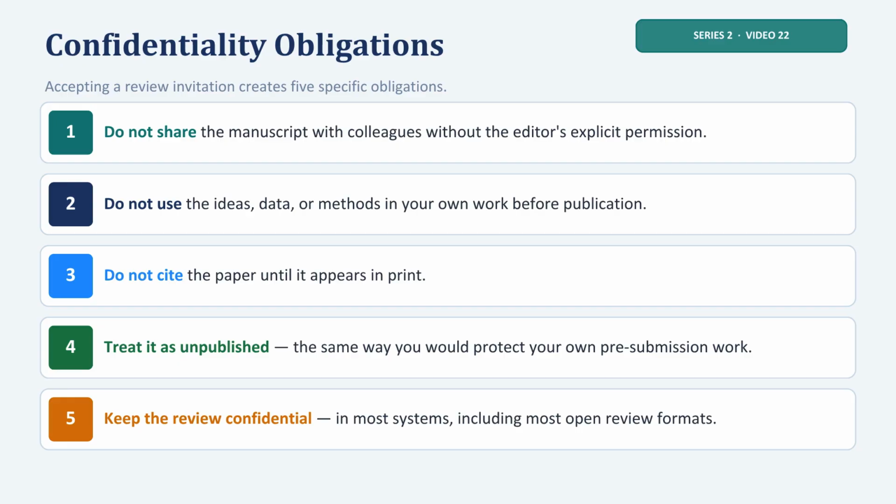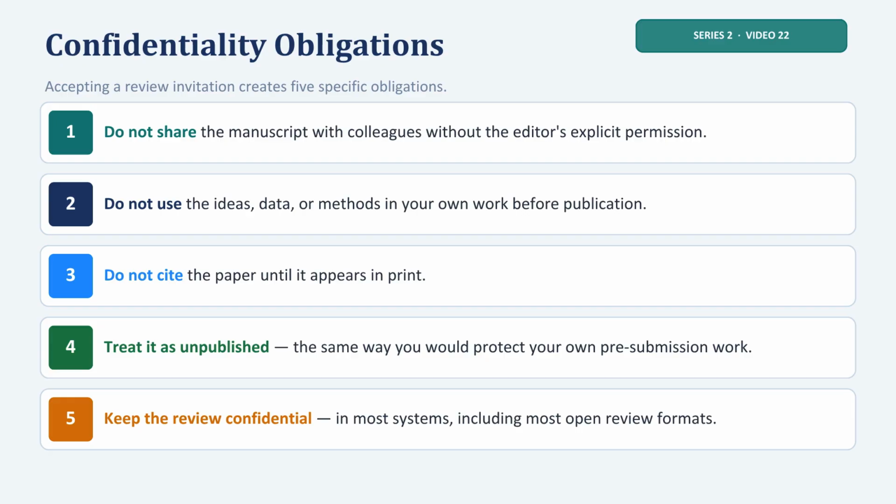The manuscript must not be shared with colleagues, including research assistants or students, without the editor's explicit permission. The ideas, methods, and data in the manuscript cannot be used in the reviewer's own work before the paper is published. This prohibition applies regardless of whether the reviewer ultimately recommends acceptance or rejection. The paper cannot be cited until it appears in print. A reviewer who cites an unpublished manuscript has breached the confidentiality of the process.